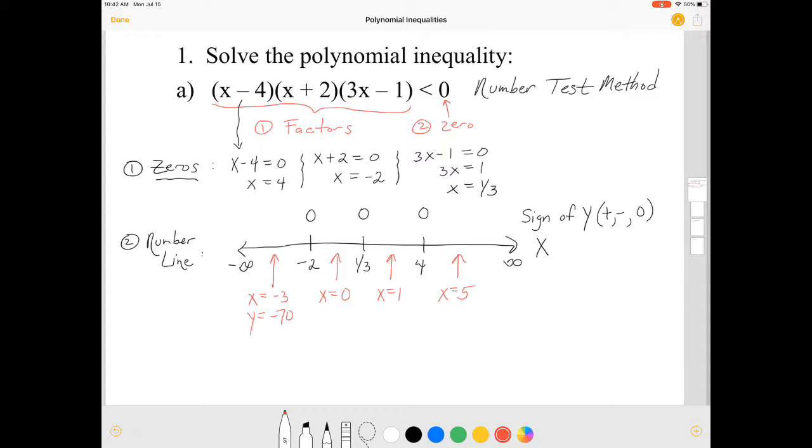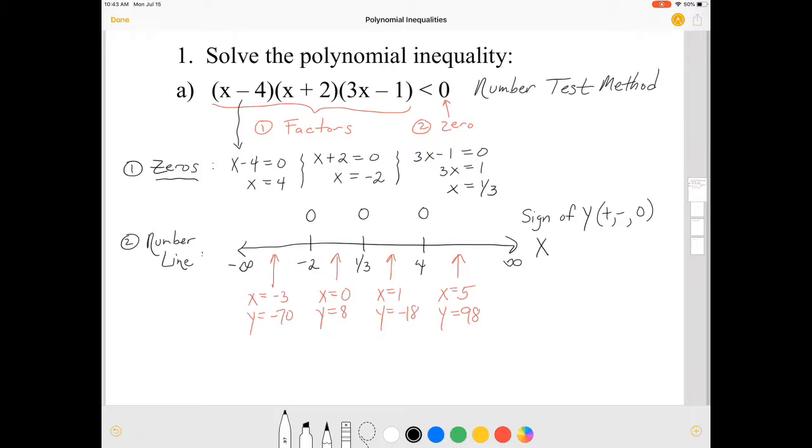And then when you plug in 0, you get 8. When you plug in 1, you get negative 18. And then when you plug in 5, you get positive 98. Okay? So now what do you do next?